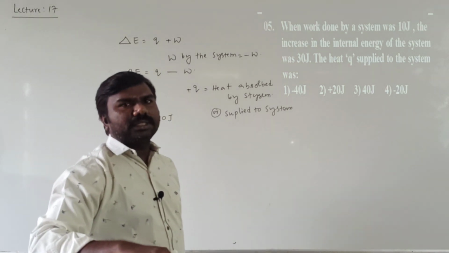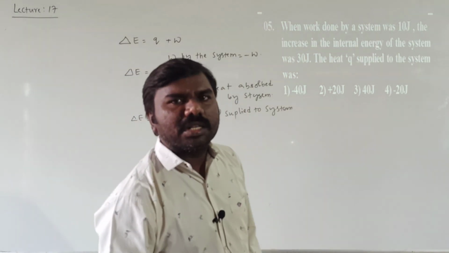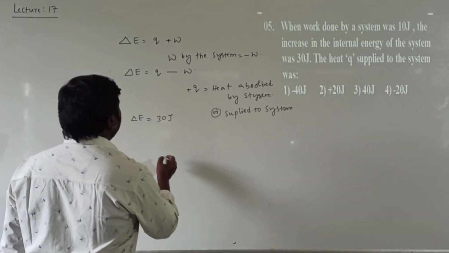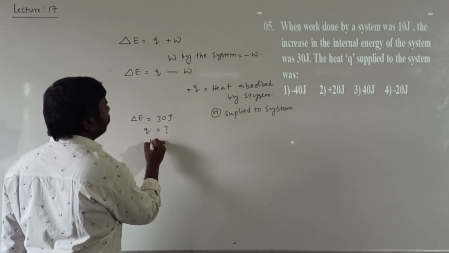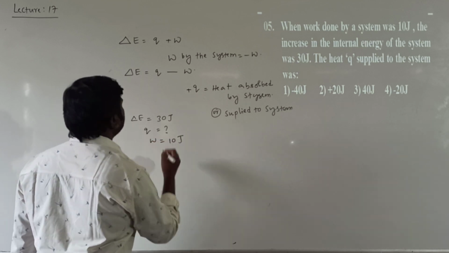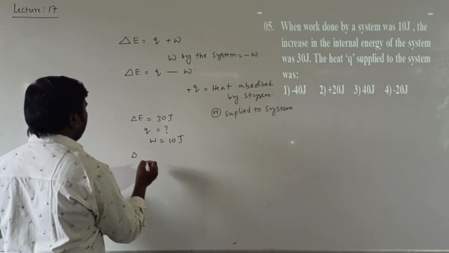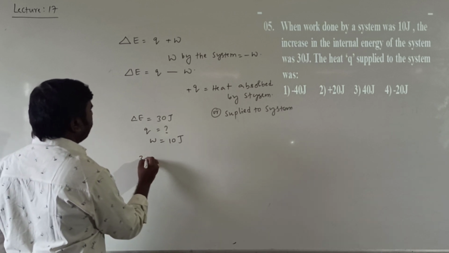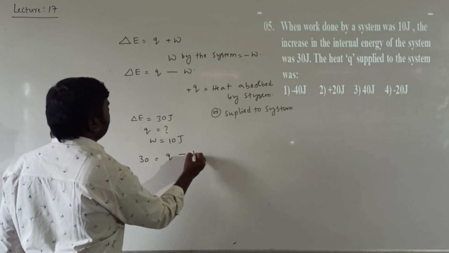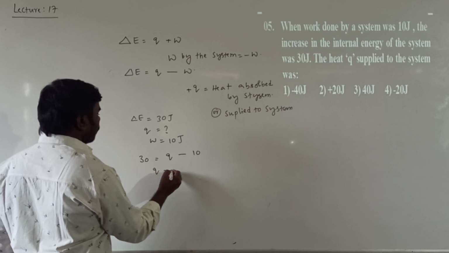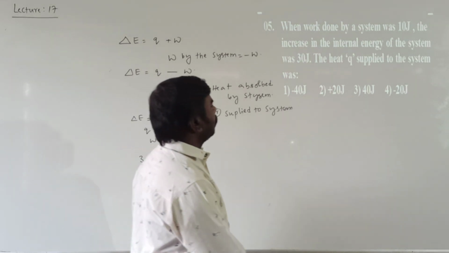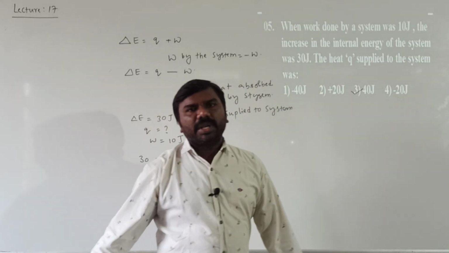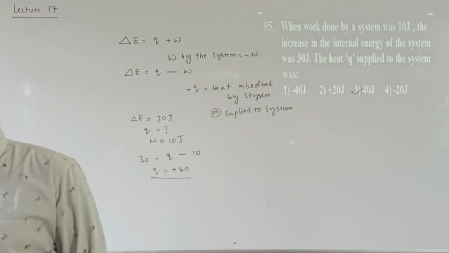Now, delta E, the change in internal energy, is 30 joules. Increase or decrease in energy means change in internal energy, 30 joules. And Q is your question, and work done equal to 10 joules. So, 30 equal to Q minus 10. Then it becomes plus 40. 40 joules it is. Plus 40 joules. Next.